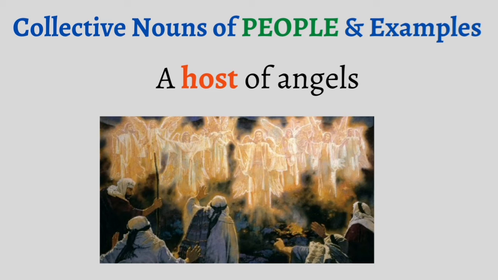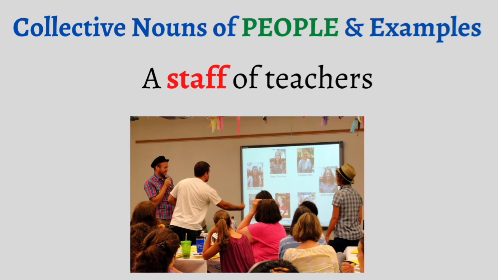Let's move on. This is a very popular collective noun for number six, a staff of teachers. A staff of teachers. So the collective noun to describe a group of teachers would be staff. Okay, guys, so the collective noun is staff. A staff of teachers.